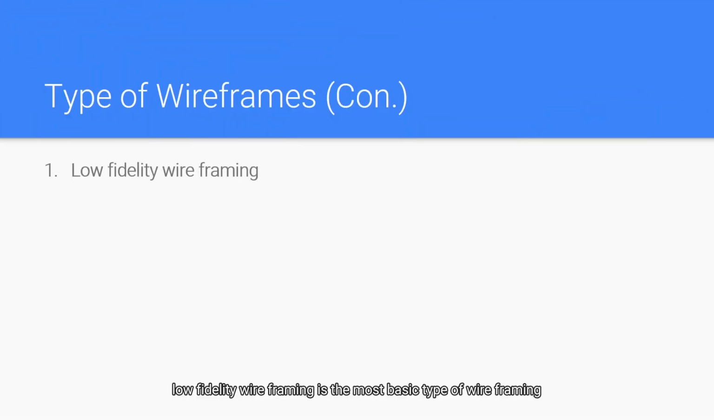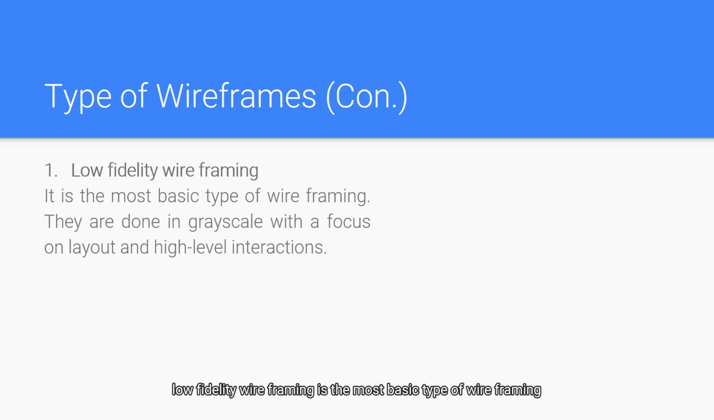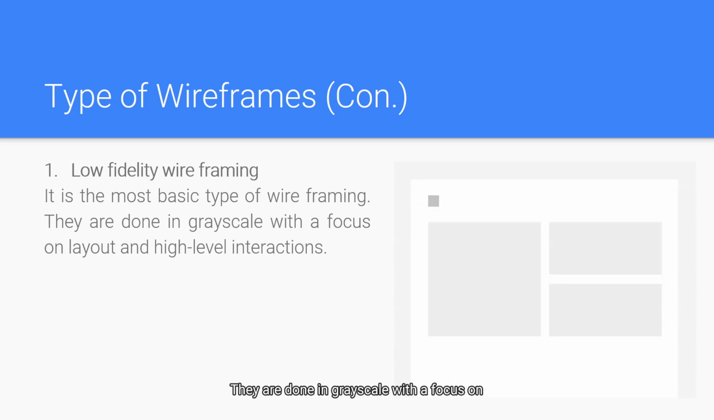First, low fidelity wireframing is the most basic type of wireframing. It is so simplistic to represent your ideas. Moreover, creating your wireframes in Figma will allow you to easily share them and make sure your team has access to your latest. They are done in grayscale with a focus on layout and high-level interaction.